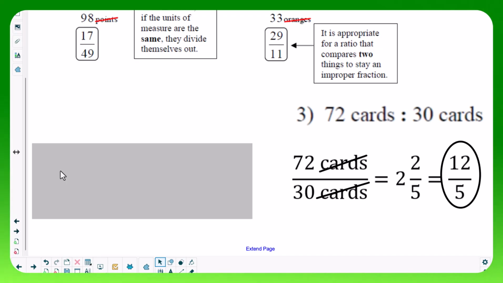Notice how we do stress usually putting labels on our solutions. We don't need labels on our ratios here.